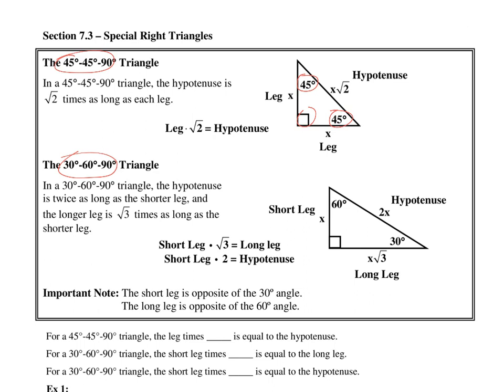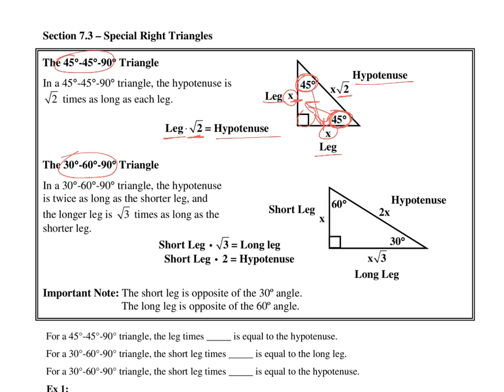Now if both of these angles are 45 degrees, that means the sides across from them are the same length. In this case we have x and x. These are both the legs of the right triangle. It doesn't matter which leg you use. If you multiply the length of the leg by the square root of 2, you have the length of the hypotenuse.